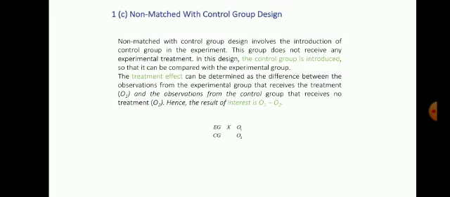Non-match with control group design. Here, another set of a group or another control group is introduced into the experiment, and this control group does not receive any treatment while the experimentation takes place. So, the treatment effect is determined between the observation of the experimental group and the observation collected from the control group. So, non-match with a control group design is basically understood with these characteristics.